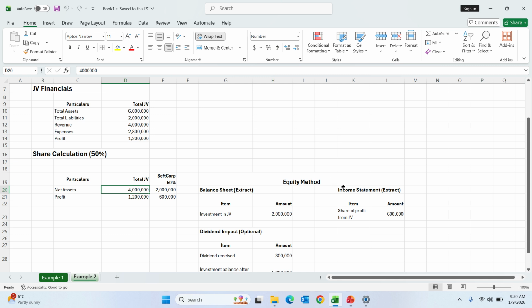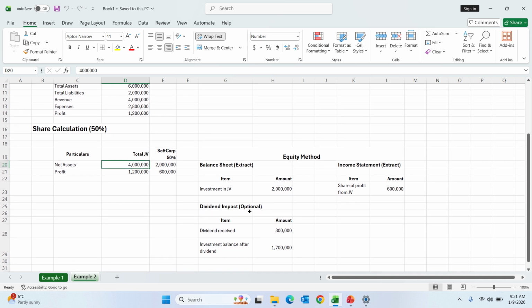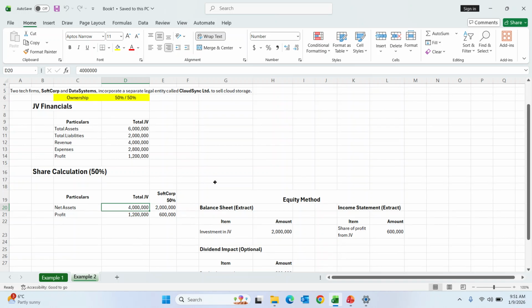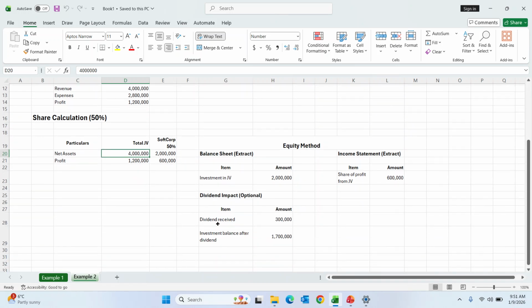And in the income statement, the share of profit from JV will be recorded with the amount of 6 million. Here I've also, just for information, shown that if this JV pays a dividend to Softcorp, for example, Softcorp has received a dividend of 300,000 from CloudSync. Then what will happen? Its total initial investment will decrease by this amount.